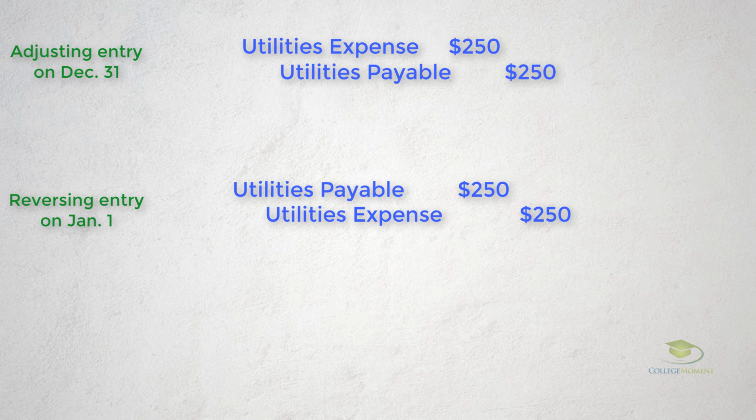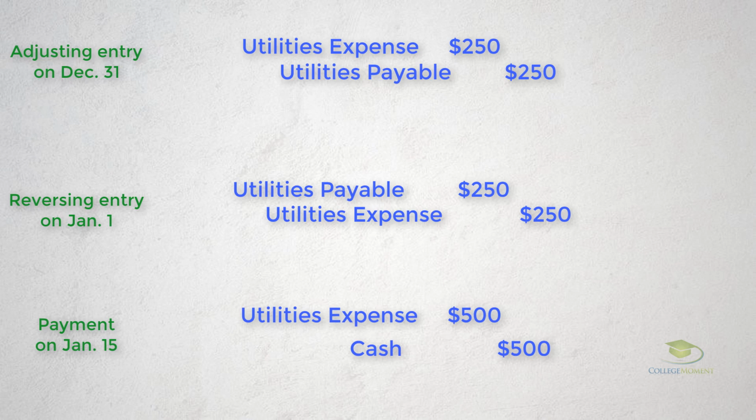So when we make the payment on January 15th, we simply debit utilities expense for $500 and credit cash for $500.